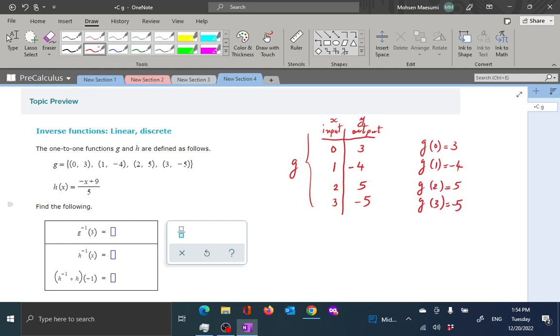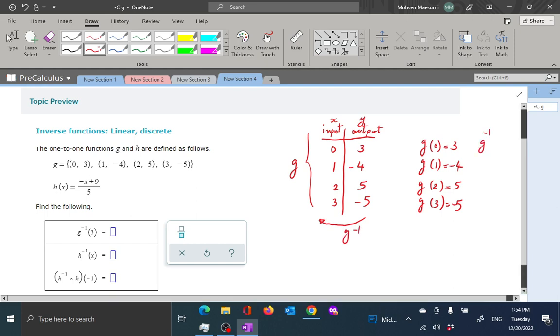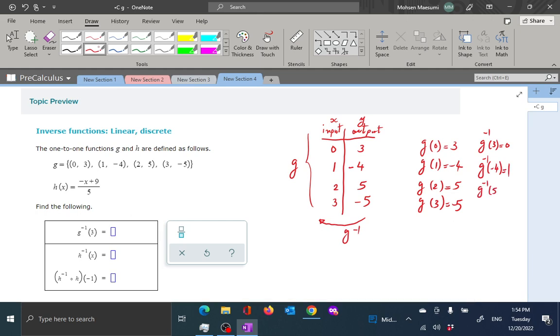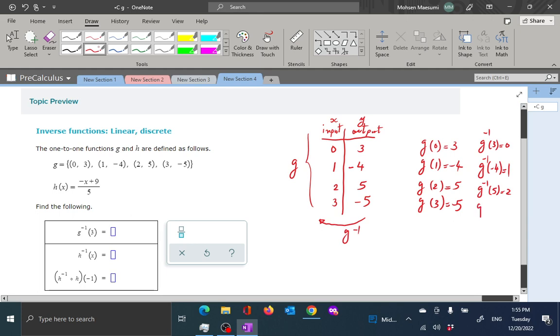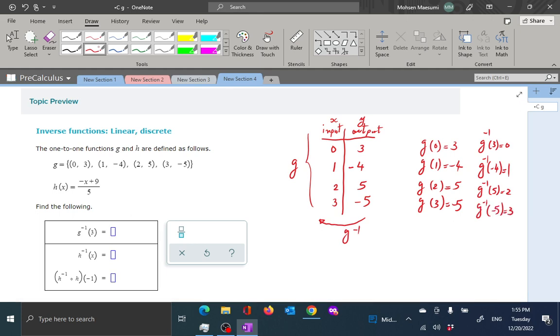So, what is the inverse function? The inverse function, when it exists, is a rule that takes you from this column to this column. This is called g inverse. So g inverse of 3 is 0. G inverse of minus 4 is 1. G inverse of 5 is 2. G inverse of minus 5 is 3.